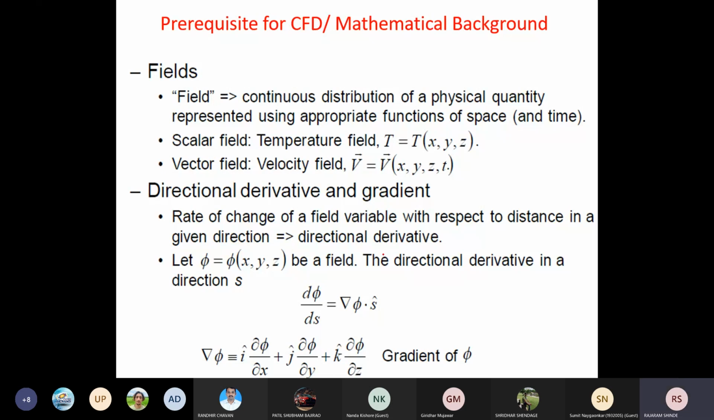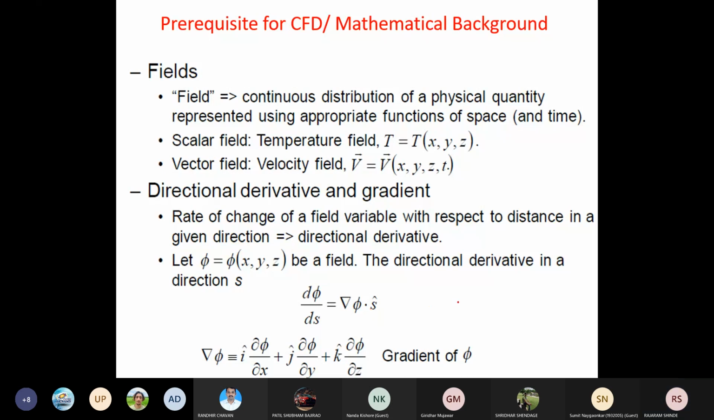Next, this gradient is del phi, and this gradient is equal to the derivative of phi with respect to x into unit vector i, plus derivative of phi with respect to y into unit vector j, plus derivative of phi with respect to z into unit vector k. Now when we take this directional derivative, because of this gradient you will get a vector, but when we take the dot product with this unit vector, you will get a scalar.